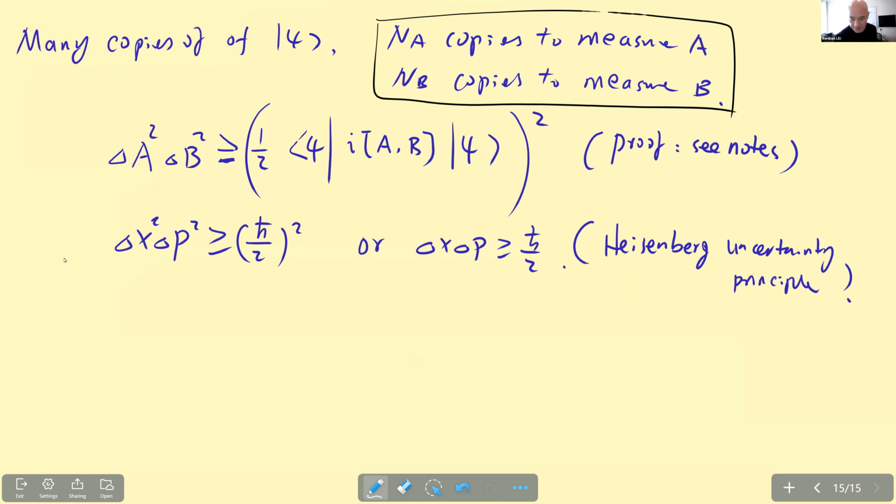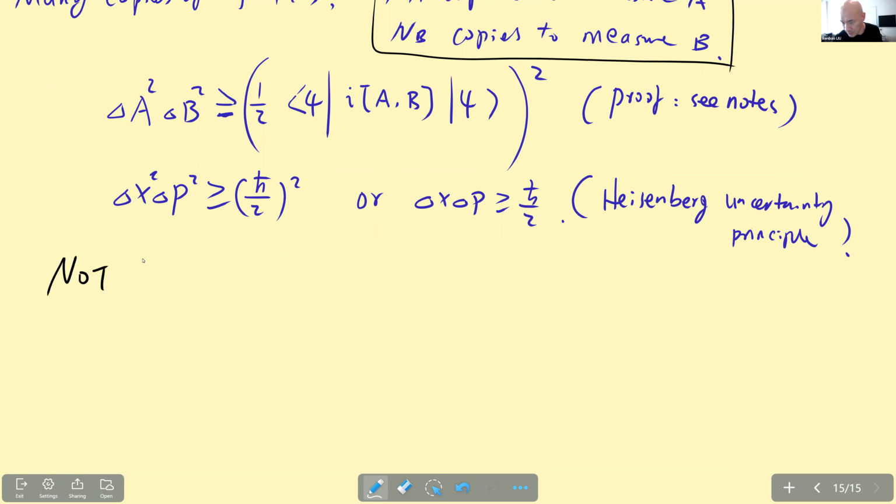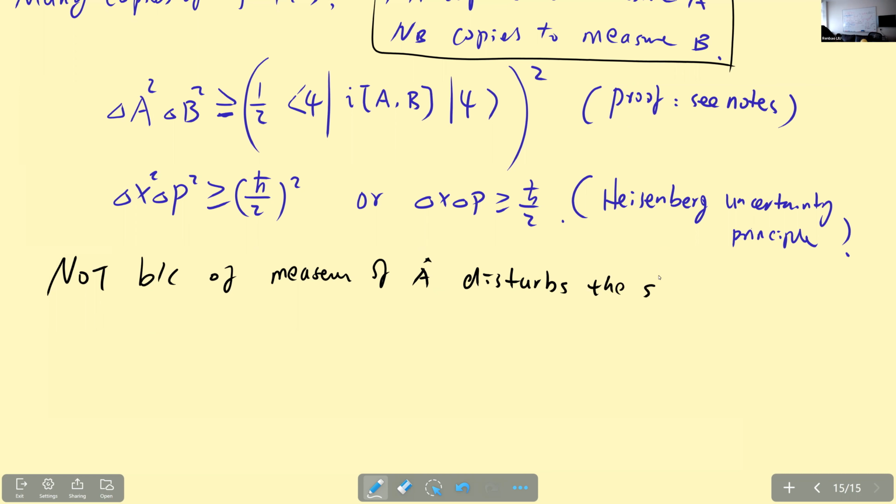So this is not because the measurement of A disturbed the state. Okay. So I know that in many textbooks, unfortunately, they said that the reason that you can have this uncertainty is because if you measure A and then you're going to disturb the state, so that the B cannot be measured more precisely, okay. This is not true, okay.